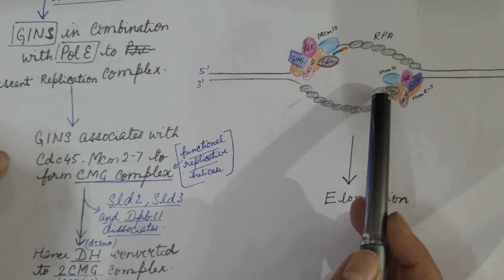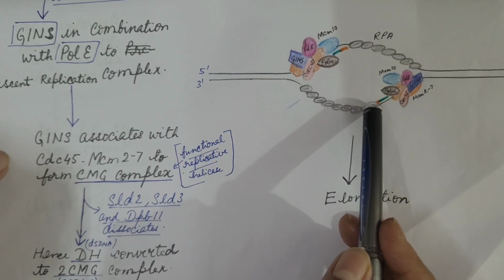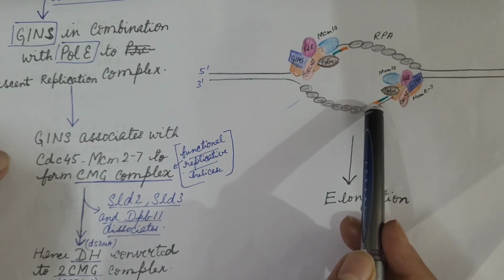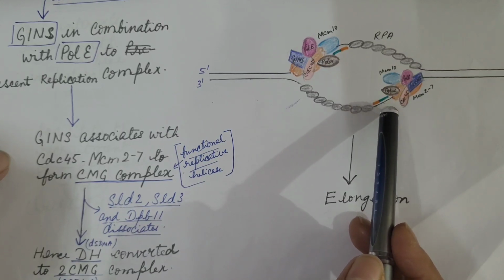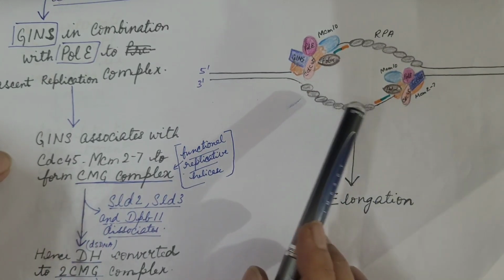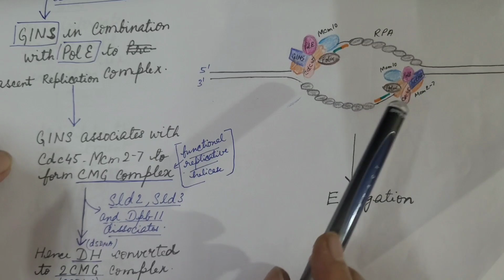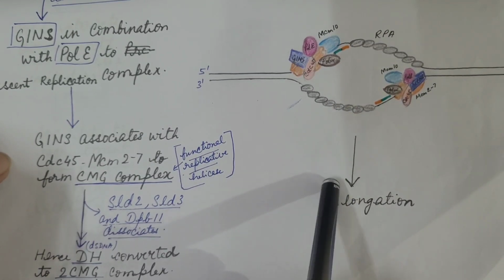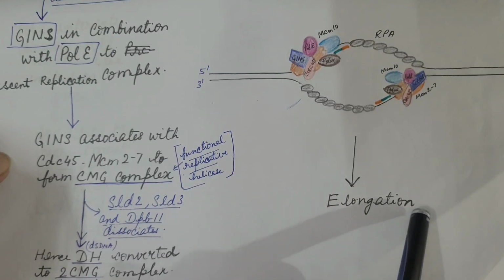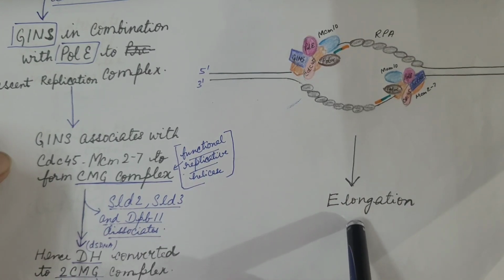Hence, this DNA polymerase alpha synthesizes RNA primer less than 10 nucleotides long, and then it is followed by the synthesis of small stretch of DNA that is less than 15 nucleotides long. Then DNA polymerase delta is loaded and synthesis of leading strand and lagging strand takes place. This we will discuss in detail in elongation step of eukaryotic DNA replication.